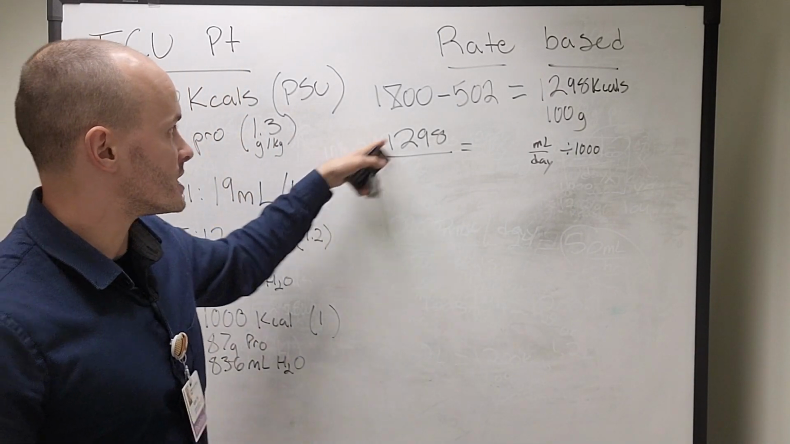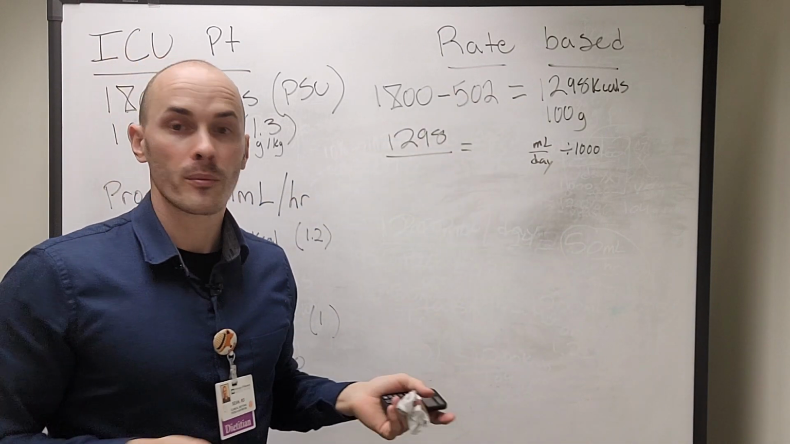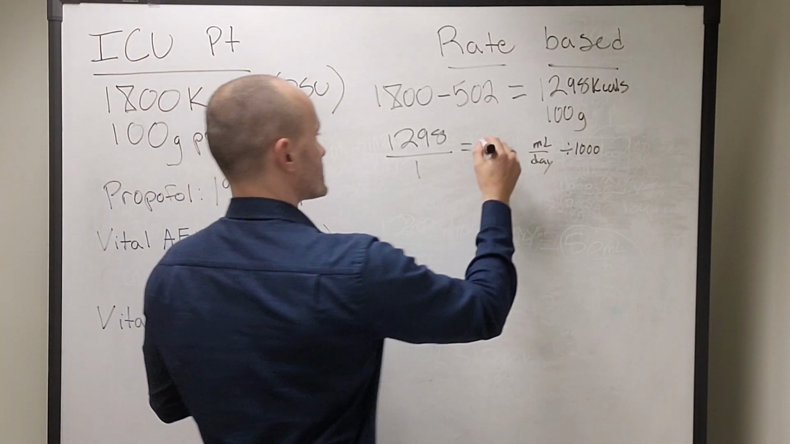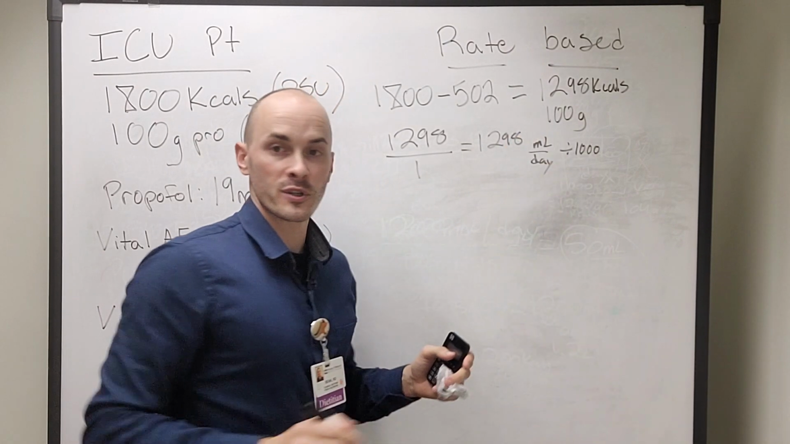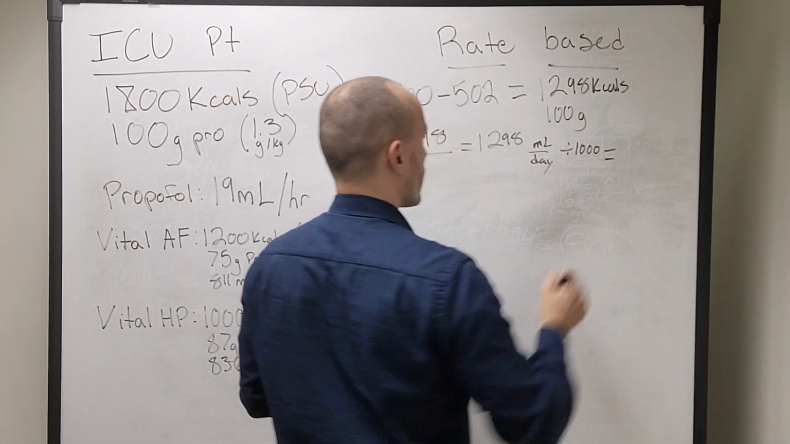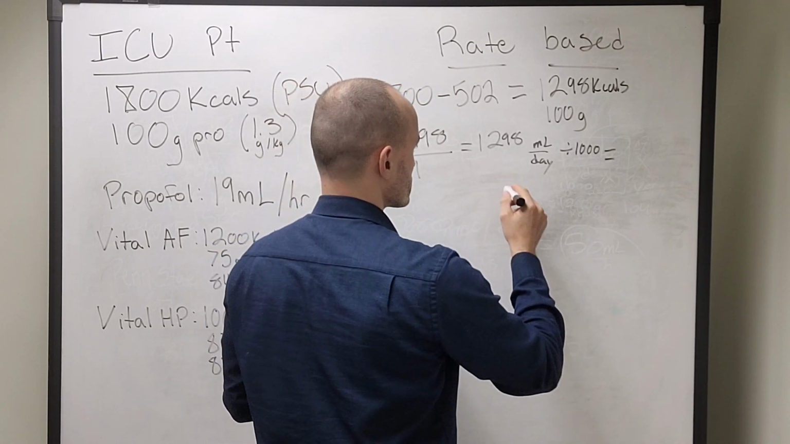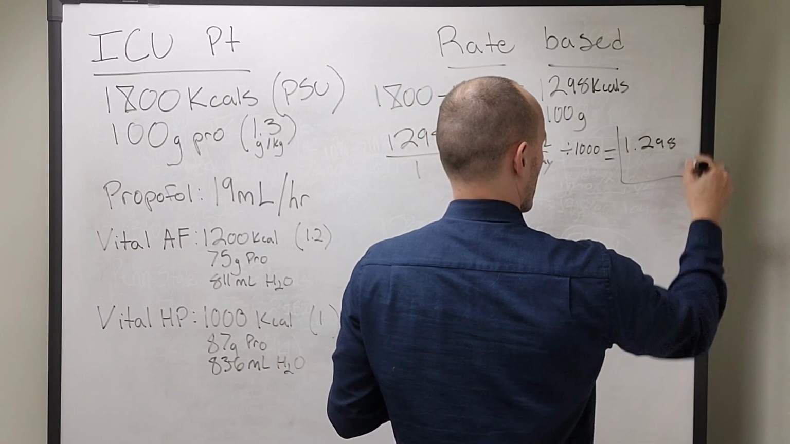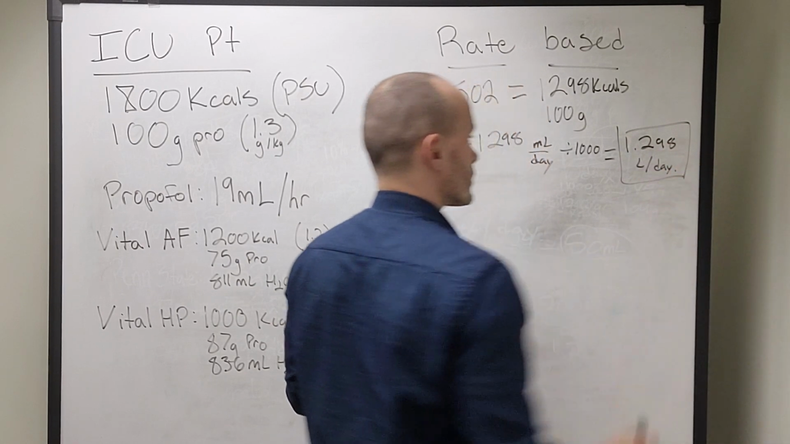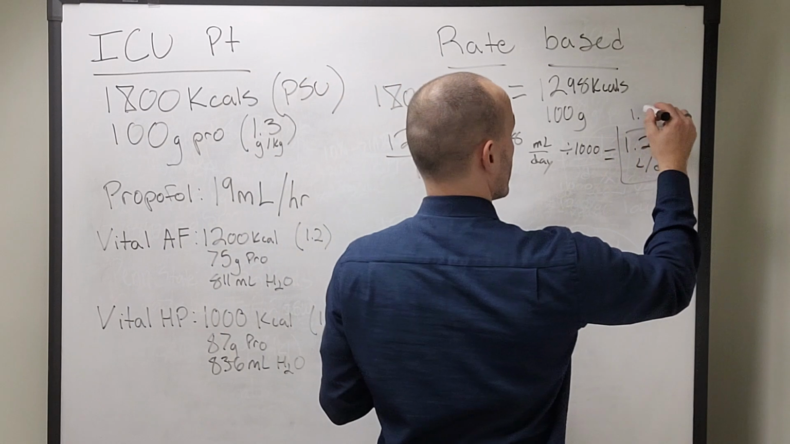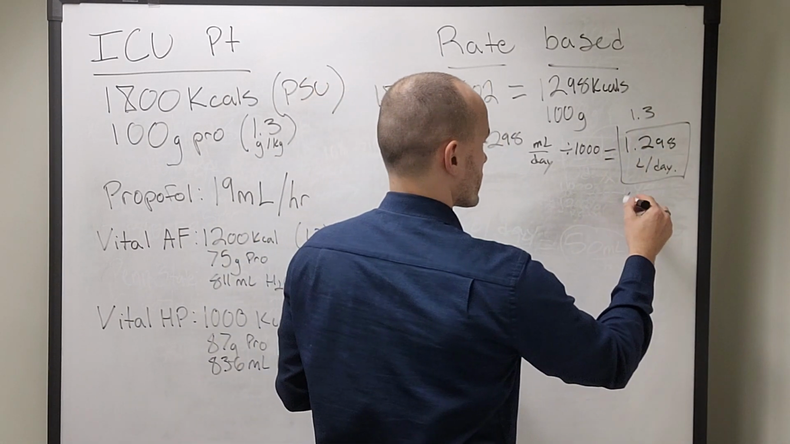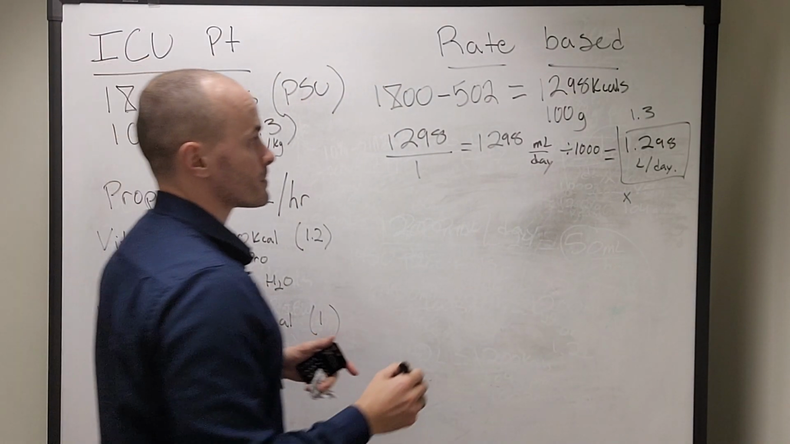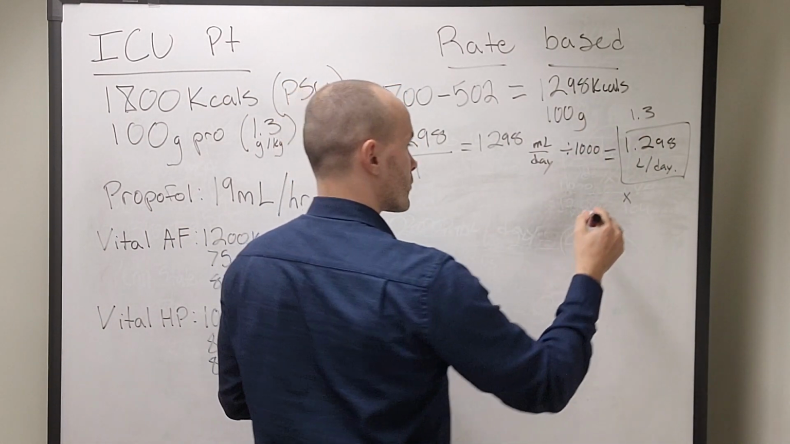So we take their energy needs left over after subtracting the Propofol calories, and divide by the calorie concentration. Vital HP is a 1 cal formula. This gives us 1,298 mils per day. We divide by 1,000. This gives us our multiplier. You can just round that up to 1.3 if you want to make that math nice and easy. So we're going to do our 1.3 times 1,000 calories per liter and 87 grams of protein per liter. So 1.3 liters of formula.